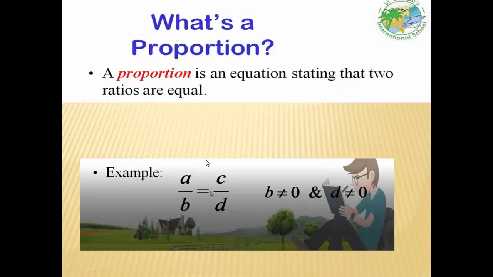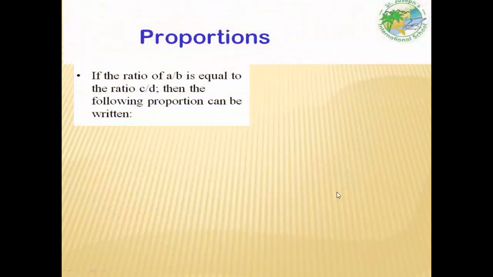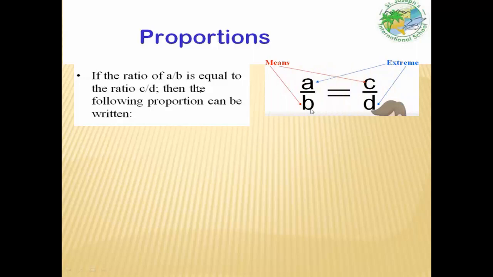For example, A over B equals C over D, where B is not equal to 0 and D is not equal to 0. Proportions: if the ratio of A to B is equal to C over D, like in this figure, then the following proportion can be written.